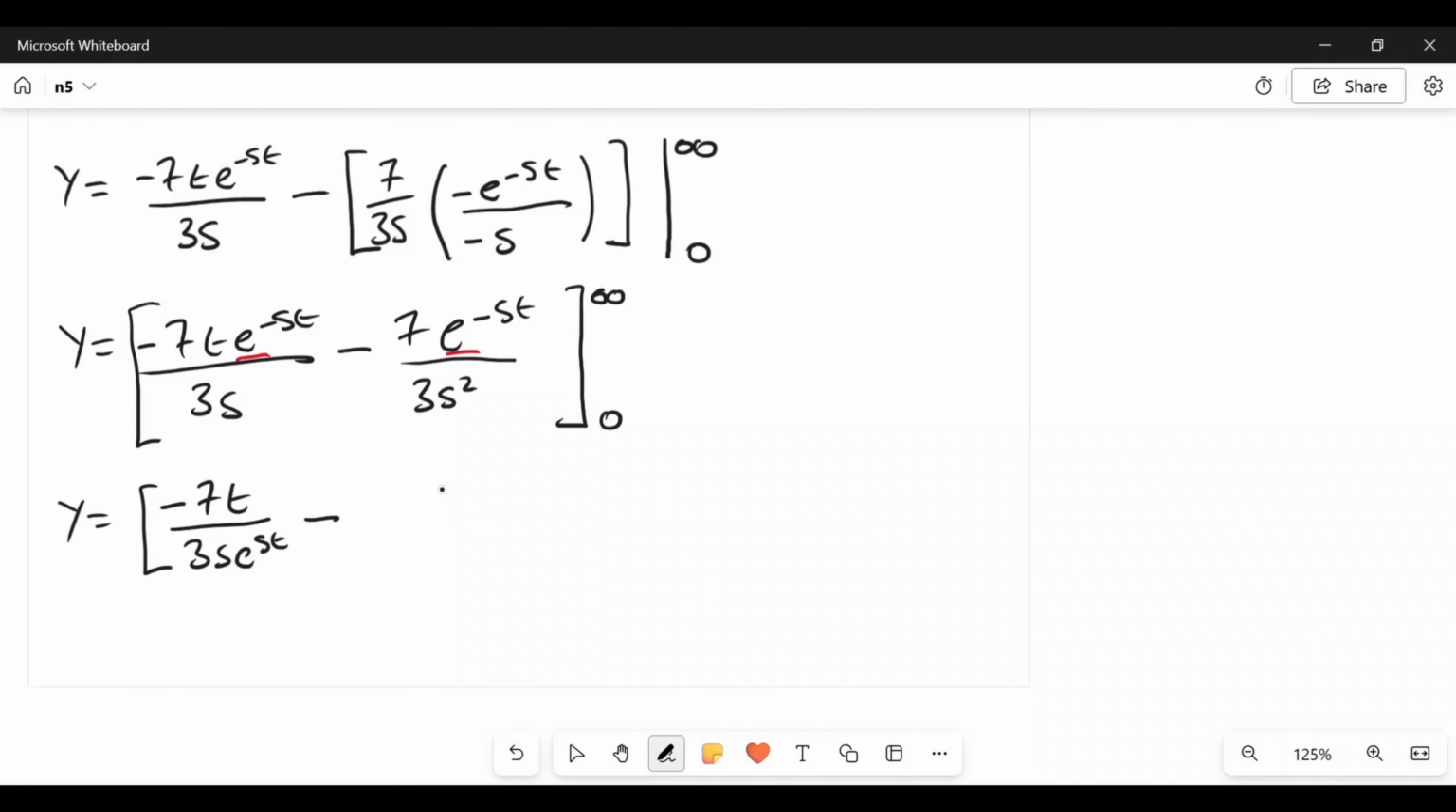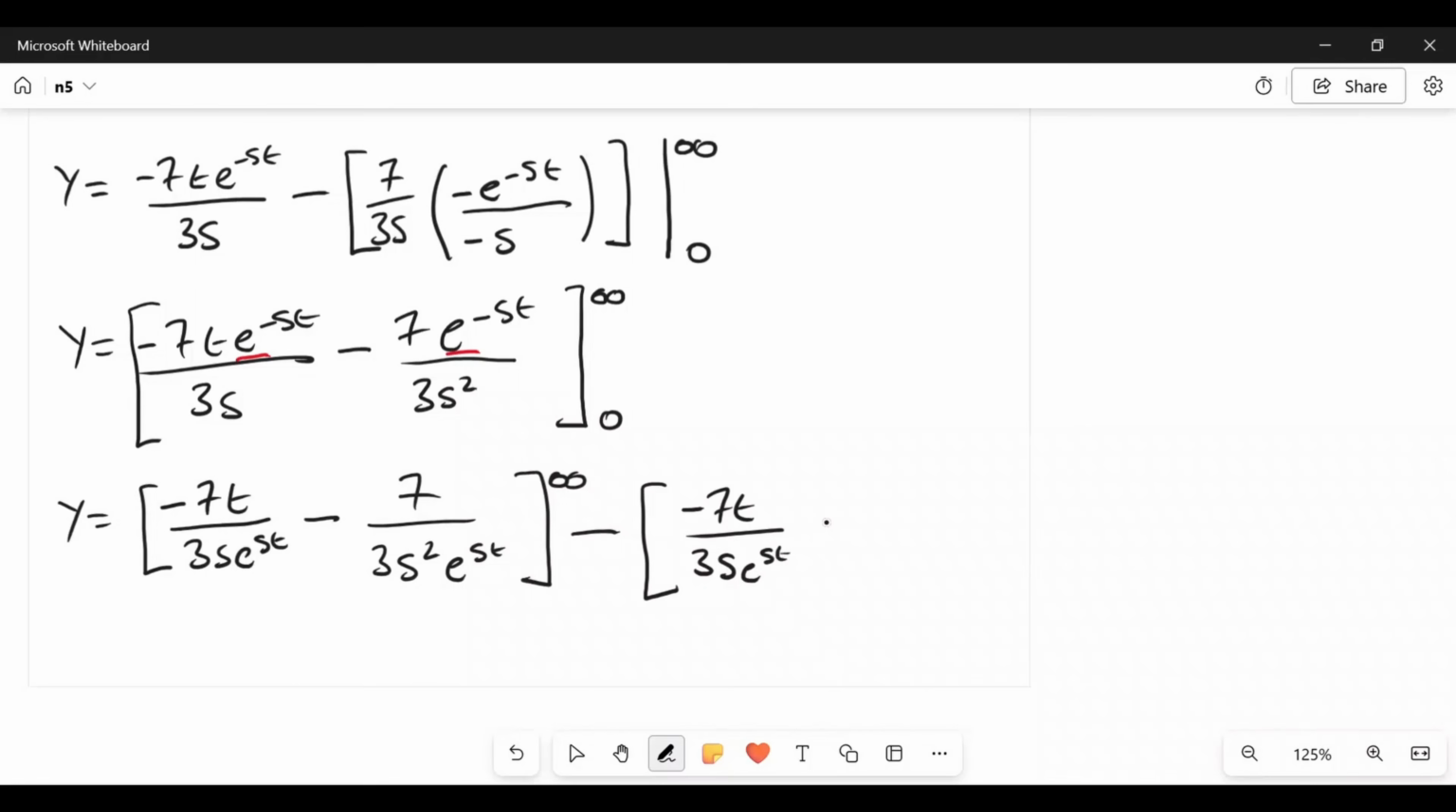Minus, we do exactly a similar thing there. On the second term, we're going to be left with 7 over 3s squared e to the power of st. There we go. So this is the bracket for the upper limit, minus the same integral there, simplified as we did, of the lower limit. So it's going to be negative 7t divided by 3s e to the power of st minus 7. And then this time we have 3s squared e to the power of st. There we go, people. So basically, this is how you do this. Let us not forget the lower limit, which is 0.